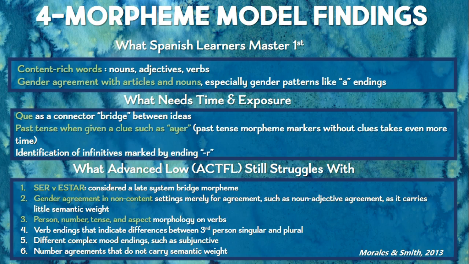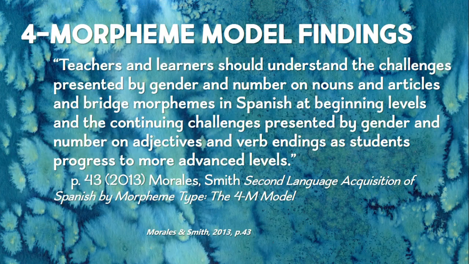5, you've got different complex mood endings, such as subjunctive. 6, number agreements that do not carry semantic weight, meaning things like putting your S's wherever they belong, like calcetines rojos. Does any of that make you think? I hope it does.